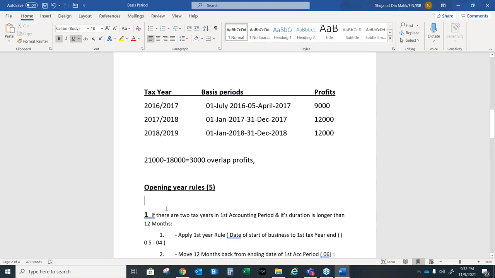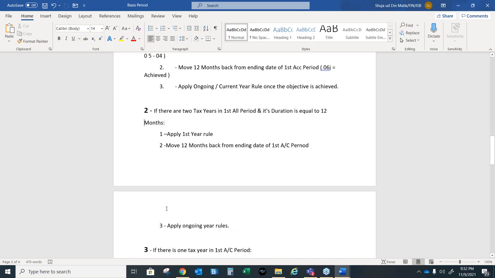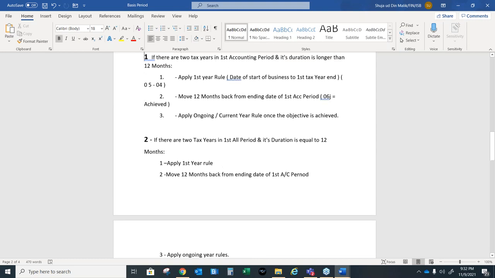Okay, so this was the case where there were 2 tax years and the duration was more than 12 months. The question can bring up 5 different cases for you. We have done the first scenario. Now I will quickly take you through the second scenario, and if you want me to solve a question for each of them, I can solve the questions that I have from the kit. Only the extract in which tax year the overlap profit will arise.